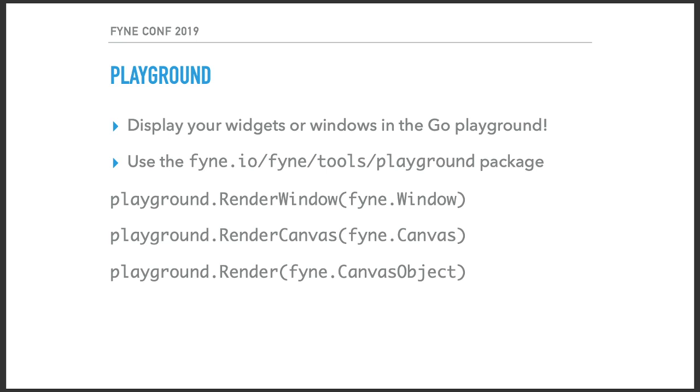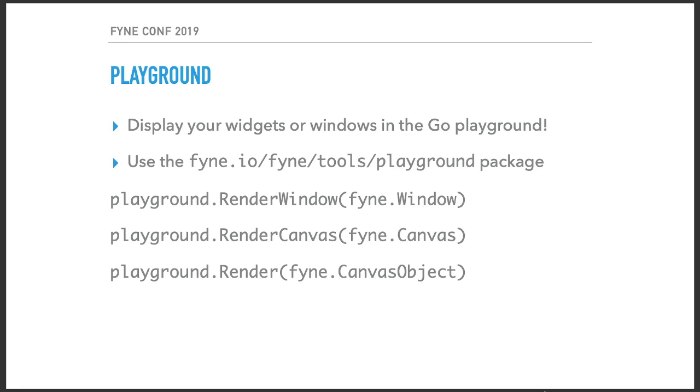The last function being the most useful for debugging, you can pass a primitive canvas object like rectangle or text, but more beneficial is that you can pass containers and widgets and parent widgets. They all conform to canvas object, and so the render function will be able to display the contents of all of those in your playground window. And we will come back to that later.